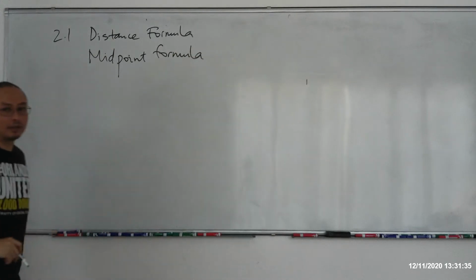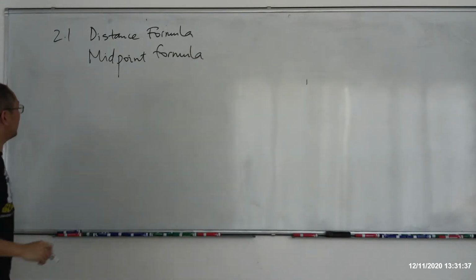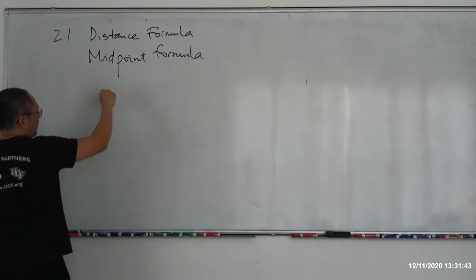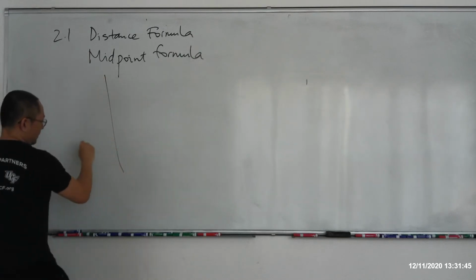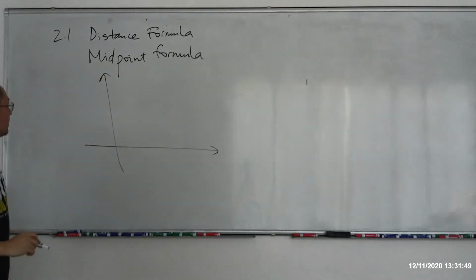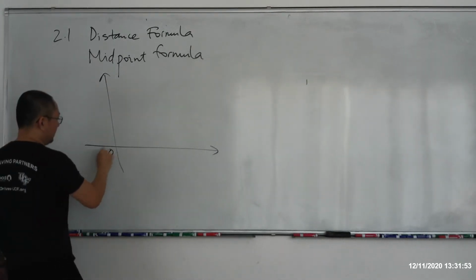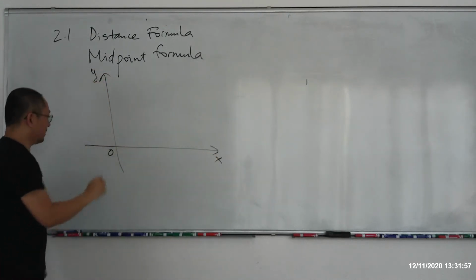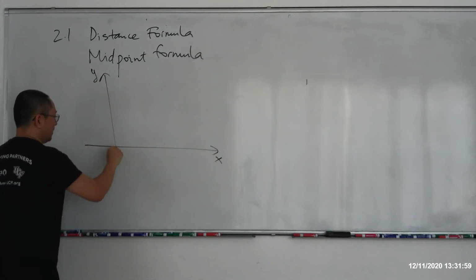Okay. So before we get to the formula, let's recall something called the rectangular coordinates, or the Cartesian coordinate. The Cartesian, right? To honor a French mathematician, Descartes. Okay, so its origin right here. This is the x-axis, and this is the y-axis. You guys all know this, all right?